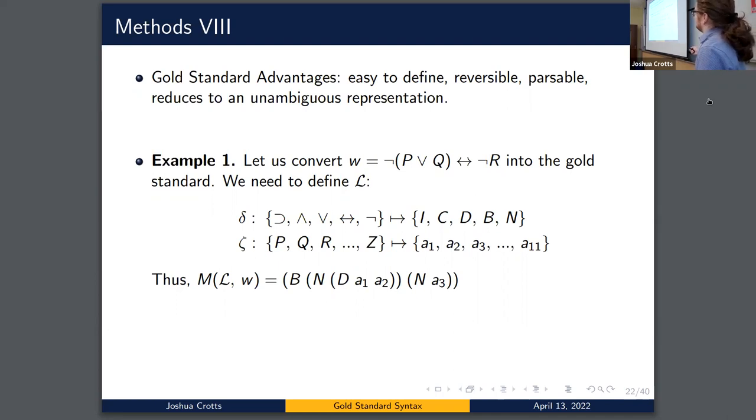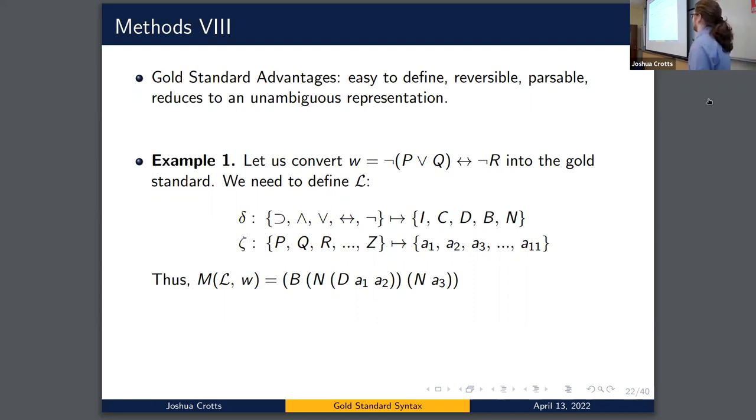So we just say that each connective in this language maps to these symbols. And then the atoms, we're just saying that this language supports the uppercase letters P to Z for atoms. So those map to A subscript 1 to A subscript 11. And it converts into this prefix notation. So that's what makes it unambiguous.